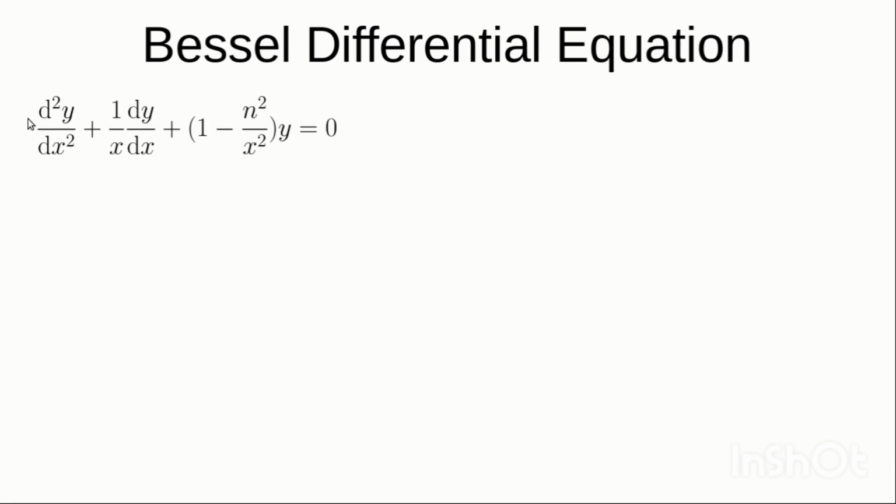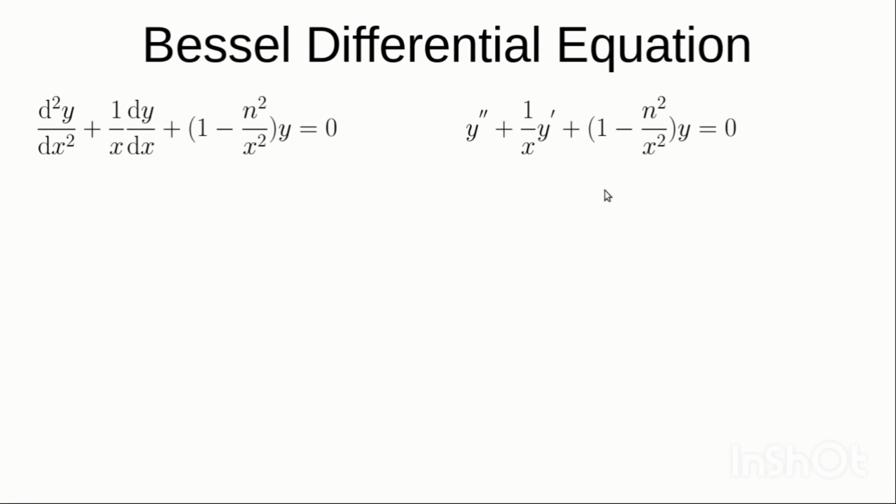We have d squared y over dx squared plus 1 over x dy dx plus (1 minus n squared over x squared) into bracket y equal to 0. Our n here is a constant. So this differential equation is a second order differential equation, and it can also be represented in a compact form as y prime prime plus 1 over x y prime, where y prime prime represents d squared y over dx squared, y prime is dy over dx, and so on.